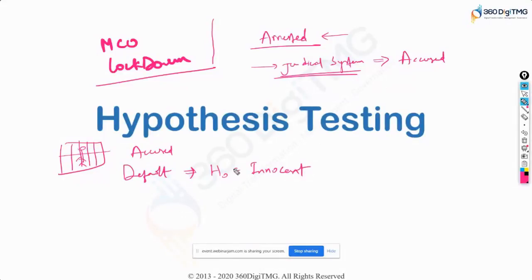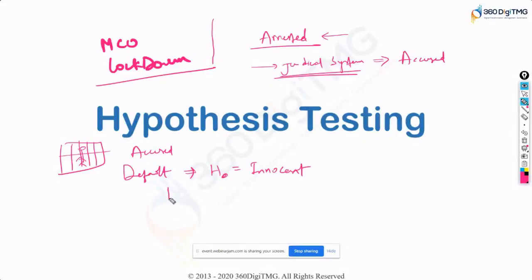We need to find evidence to basically say that no, he has committed the crime. Only then he will be punished. Otherwise, he will be released. That's the default assumption, right? So he will be released. So we need to find the evidence saying that no, he has committed the crime.